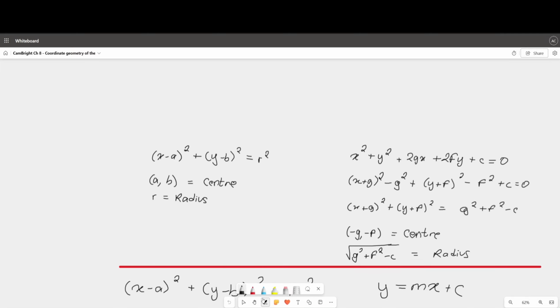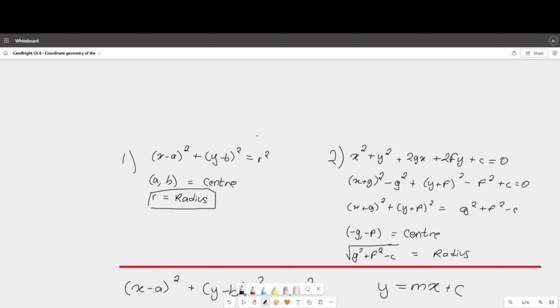So number 1 is this, where (x minus a) whole squared plus (y minus b) whole squared is equal to r squared. So (a, b) is the center and r represents the radius. This can be a bit of a confusing point. r is the radius, not r squared.